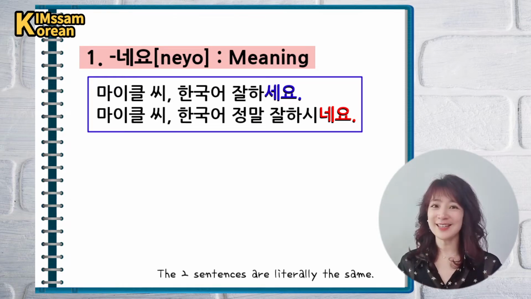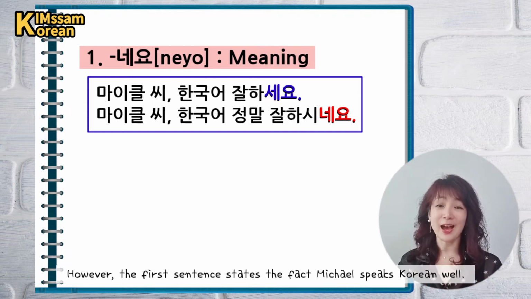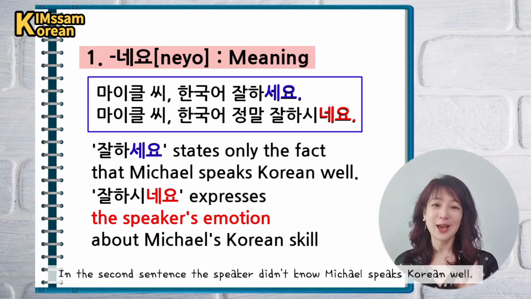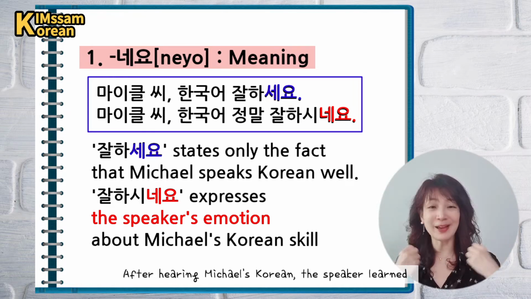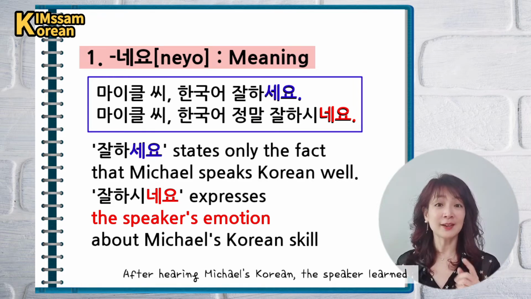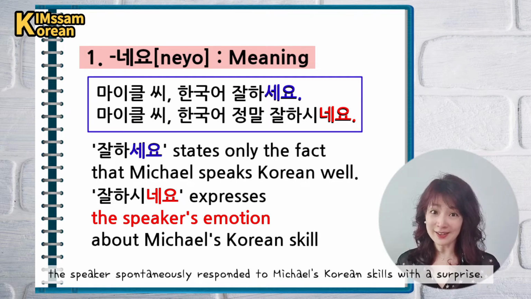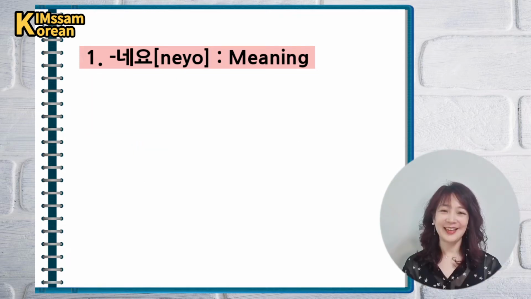The two sentences are literally the same. However, the first sentence states only the fact that Michael speaks Korean well. But in the second sentence, the speaker didn't know that Michael speaks Korean well. But after hearing Michael's Korean, the speaker learned that Michael was good at Korean. So the speaker spontaneously responded to Michael's Korean skills with surprise.